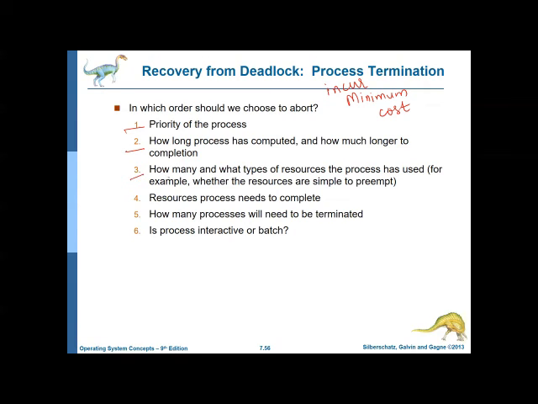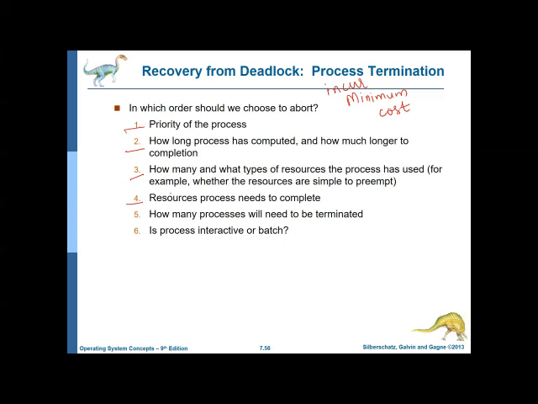Another factor is how many and what type of resources the process has used. For example, whether the resources are simple to preempt. If they're using some important resources, is it possible for us to preempt those resources? How many of them they are using and what type of resources, all these factors can be considered to decide whether a process should be terminated or not. Whether it's an important process, we can maybe determine with the help of resources.